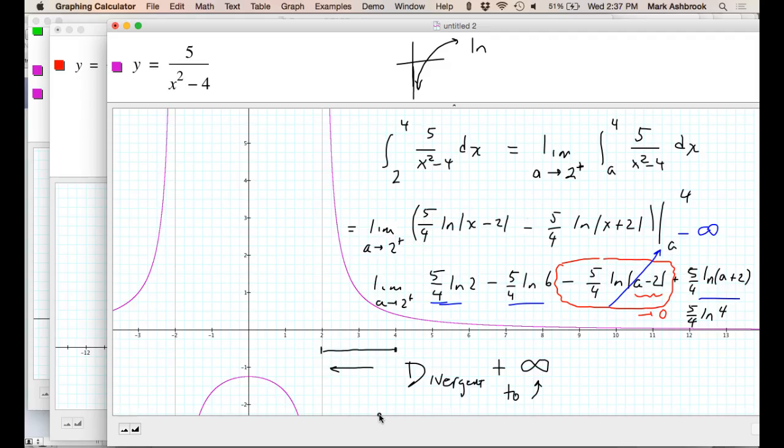Questions on this example? Yeah? So we were kind of talking about when you're looking at the antiderivative and you have a red flag, we look at the natural log of 2 minus 2. How does that differ from looking at the y and you say 2 squared minus 4 equals 0, you can't divide by 0, but that's a red flag? But the point is that some of these improper integrals do converge.